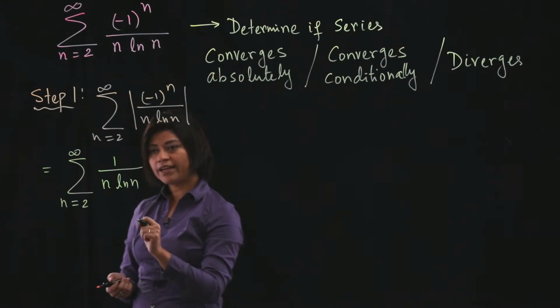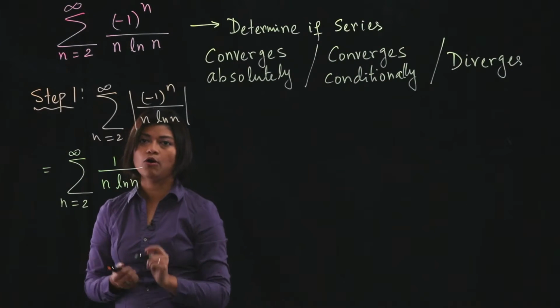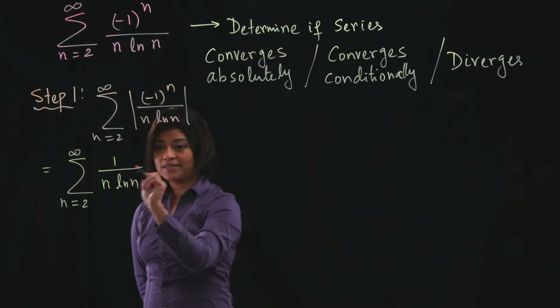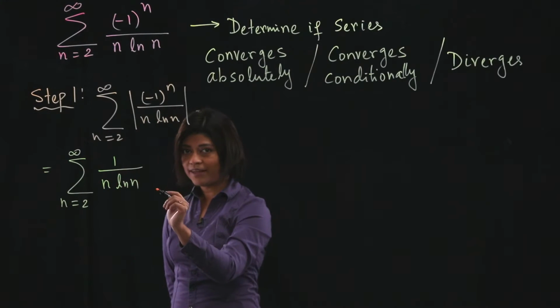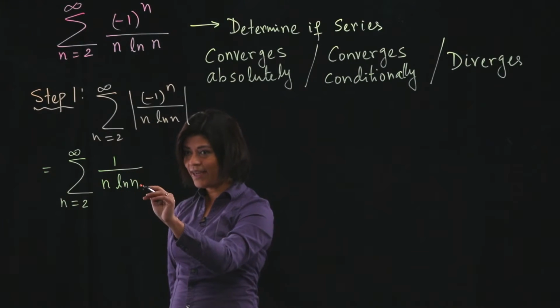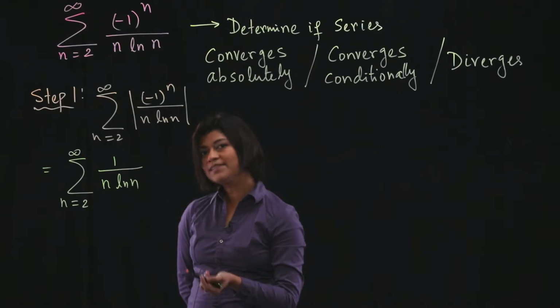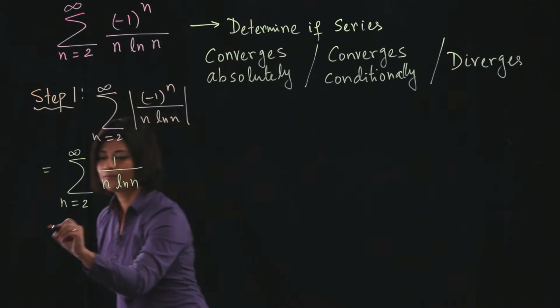And now we have to check if this series converges or not. Now look at this function. This is a_n, 1 over n ln of n. You see that you can integrate this function, 1 over x ln of x. So let's try the integral test.